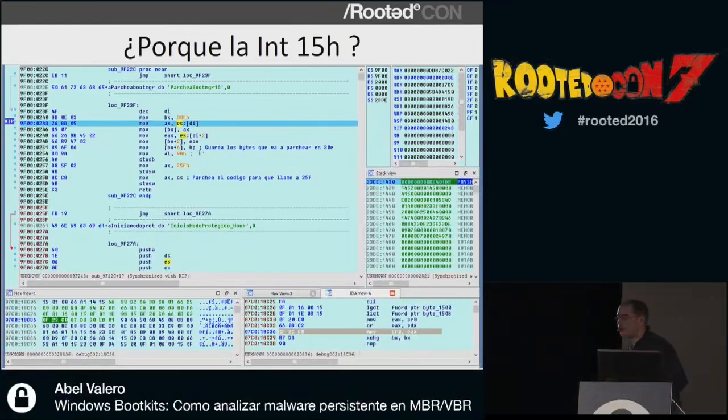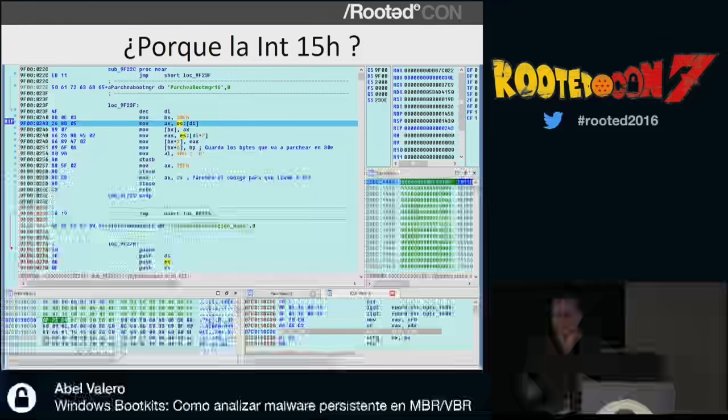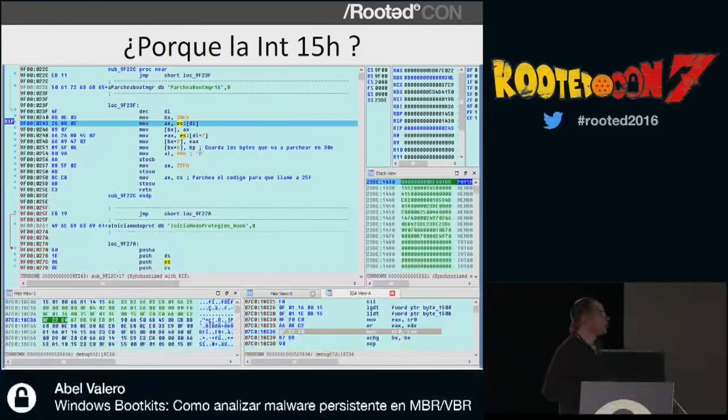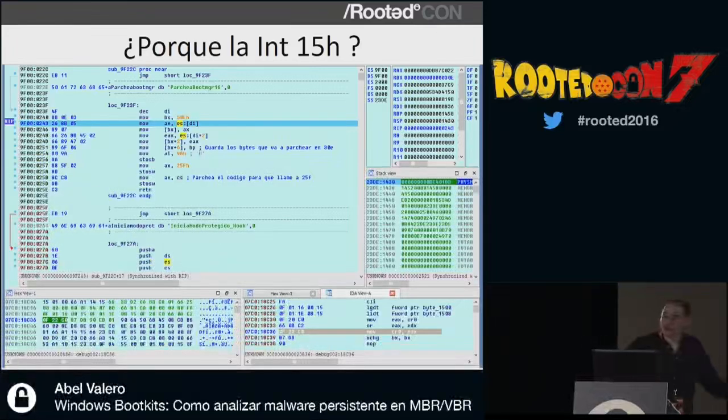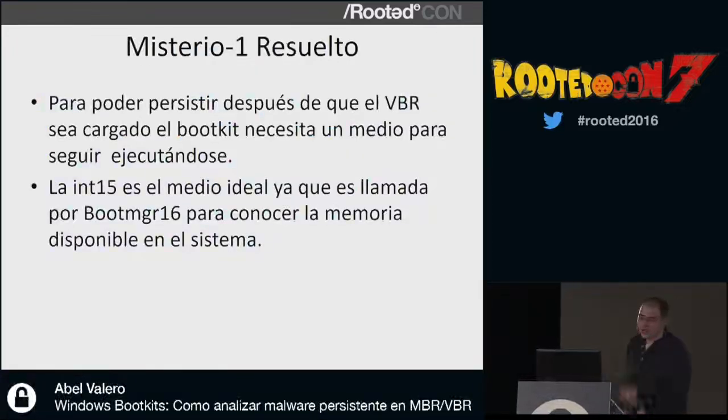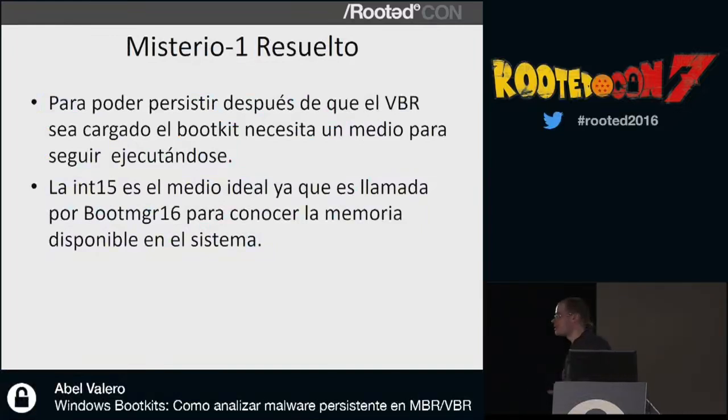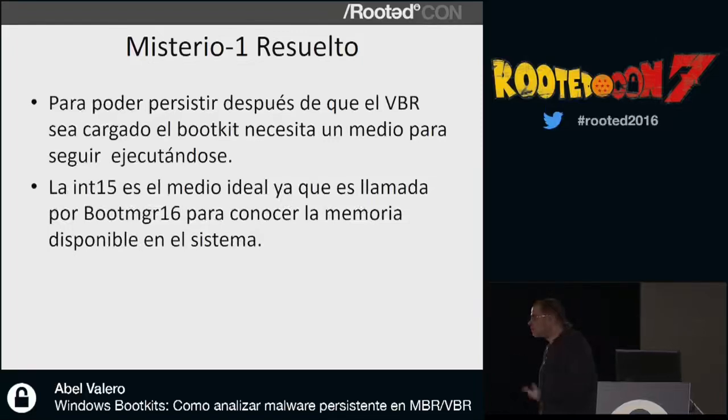Therefore, the bootkit can do nothing. It needs to persist. It needs to live inside the system. So in order to do that, it goes into this mode, and when the system is about to go into protected mode, it will use its own code to do whatever it needs. That's the reason why it uses interrupt 15. So mystery resolved. In order to persist, it needs interrupt 15.